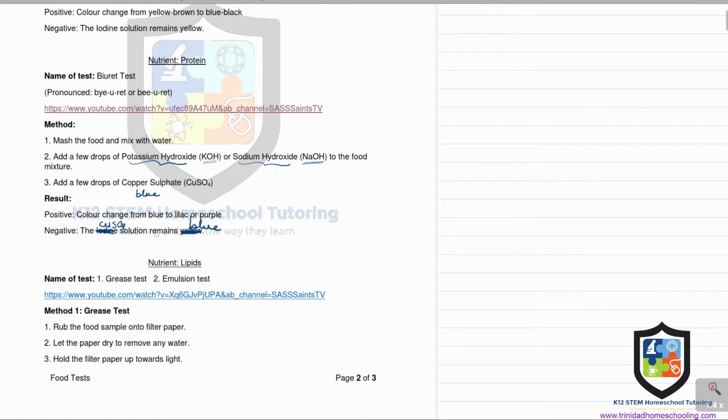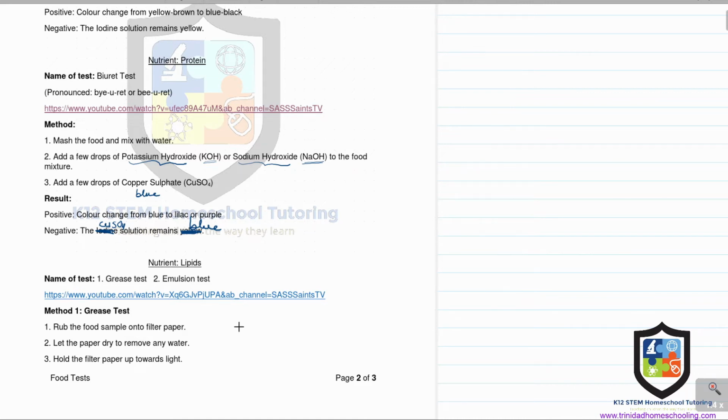So now we're going to look at the test for lipids, which are fats. And we have two tests. We could either do the grease test or the emulsion test. The grease test would just be to take the food sample and rub it onto some filter paper. Filter paper is something in the lab that they use to separate solids from liquids. We're going to rub the food sample on the filter paper and leave it to dry to remove any water that was in the food.